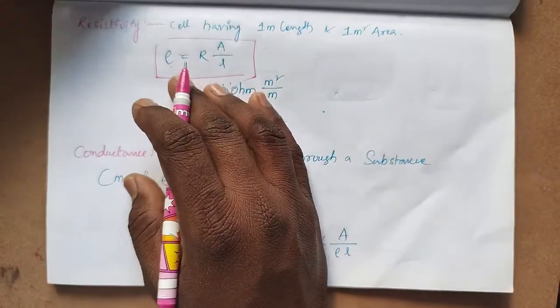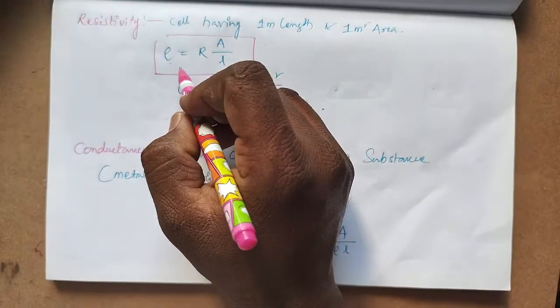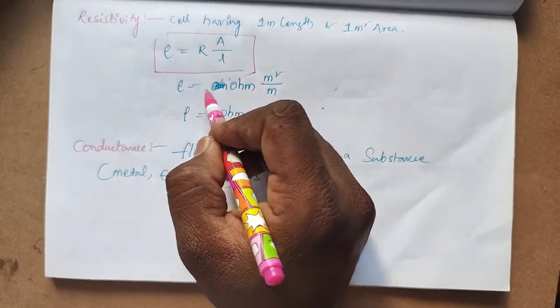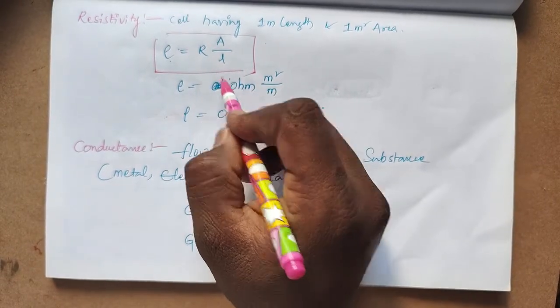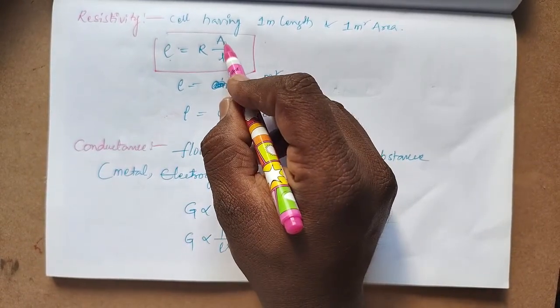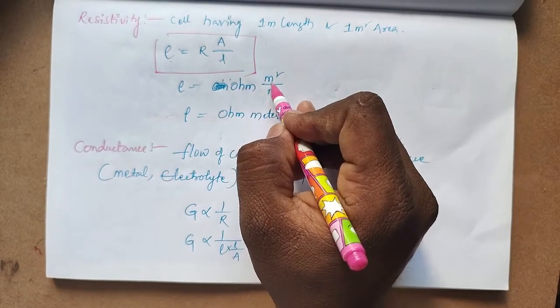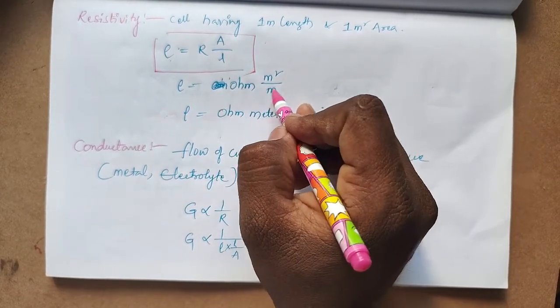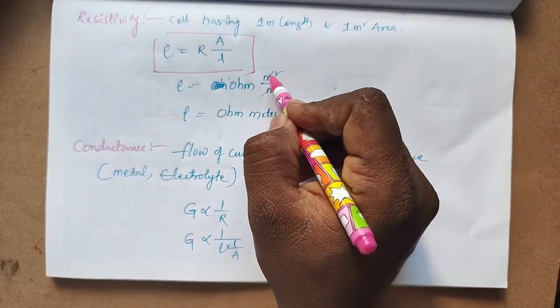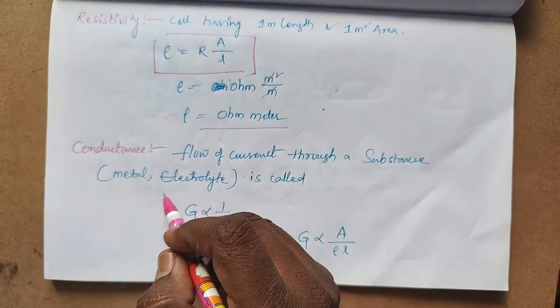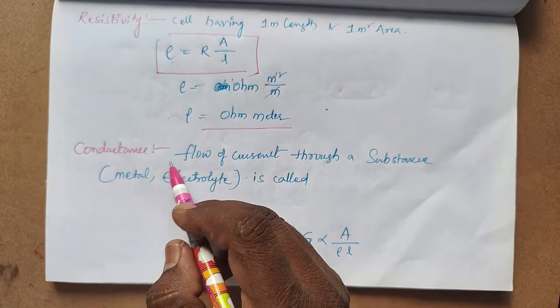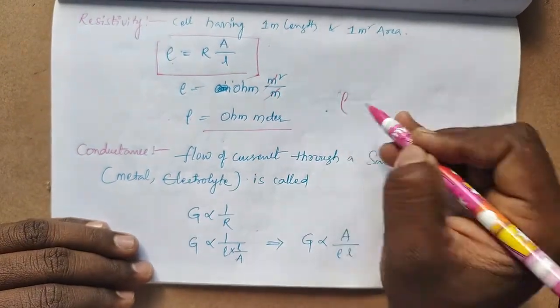So rho equal to R into A by L. The unit of resistance R is ohm, cross sectional area A is meter square, and L is the length in meter. After cancelling we get meter, so the units of rho are ohm meter. This is the resistivity rho.